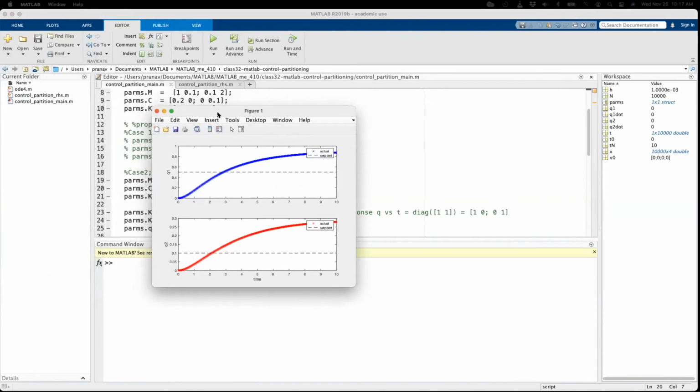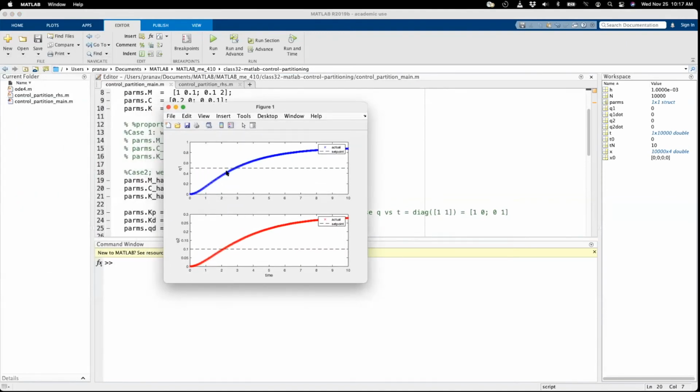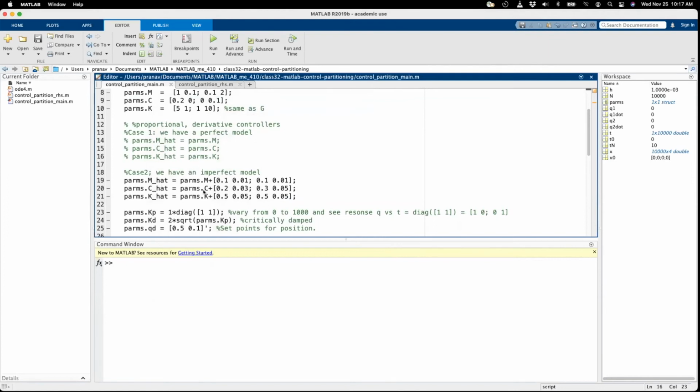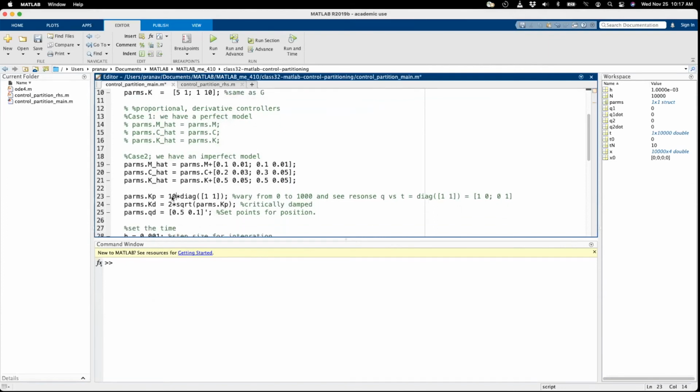And so if you look at it now, you'll see that when I want it to be at 0.5, it's actually overshooting, right? It's not being regulated. That's because, first of all, my estimate for the system dynamics is imperfect. Second is that the gain is not doing much. Let me now ramp up the gain to 10.